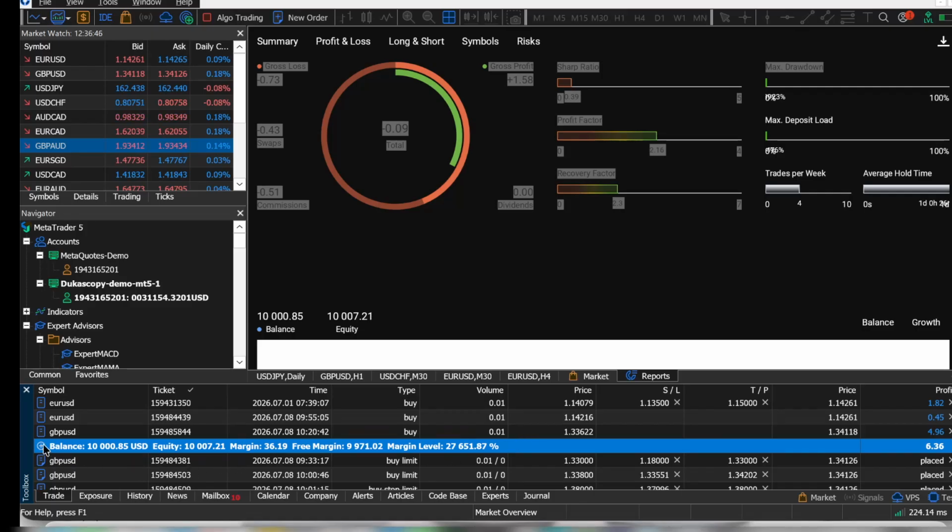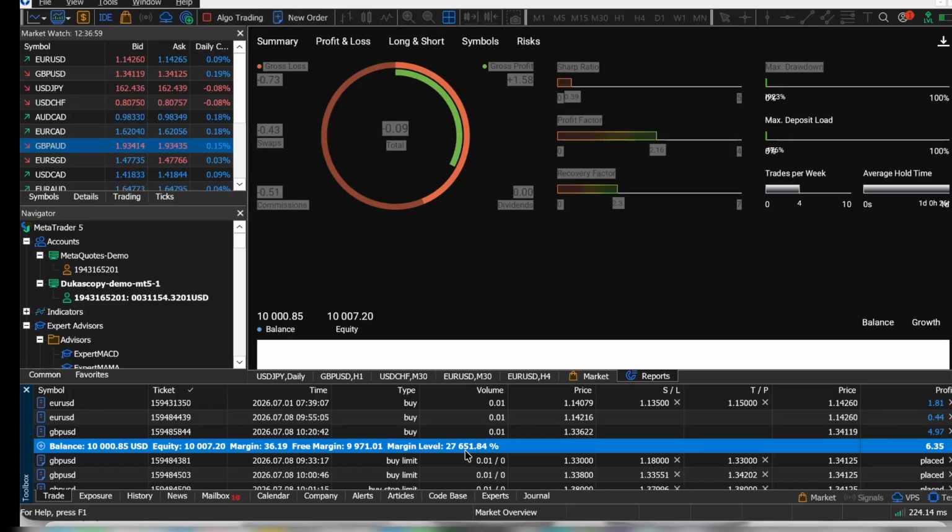First, you have the balance. This represents the total funds in your account before taking any open trades into consideration. In other words, it's your starting point for trading. Next to balance, you will find the equity. The equity reflects your account balance, plus or minus any floating profit or loss from your open positions. It's dynamic and changes as the market values of your open trades fluctuate, so keep an eye on it for an up-to-date reflection of your account's value.